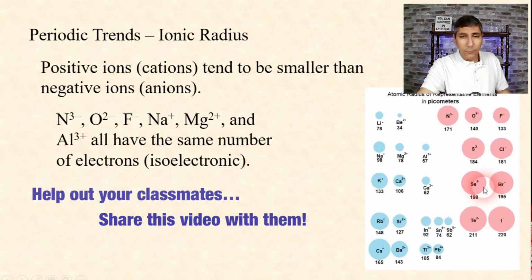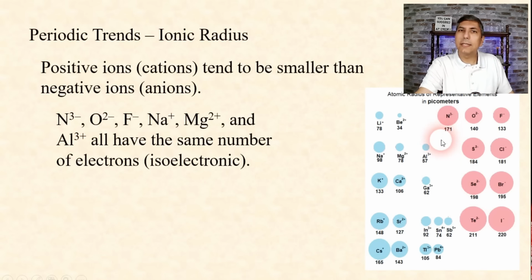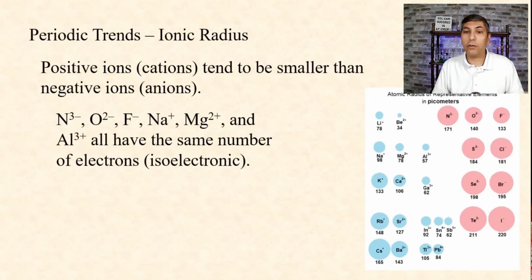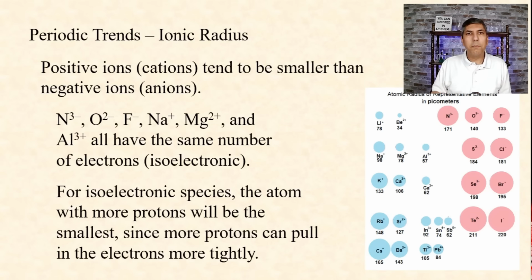And if you look at this, it kind of makes sense as you think about why that is. Let's just take 6 ions that all have the same number of electrons. And so the nitride ion, which is right here, and the oxide ion and the fluoride ion, as well as sodium, magnesium, and aluminum ions, all have the same number of electrons. And so if you were to write the electron configuration for all 6 of those, you'd find that they all have the same electron configuration. They're what's called isoelectronic.